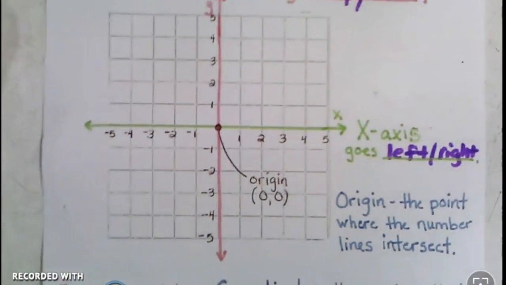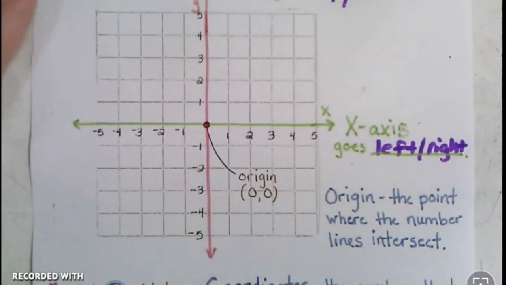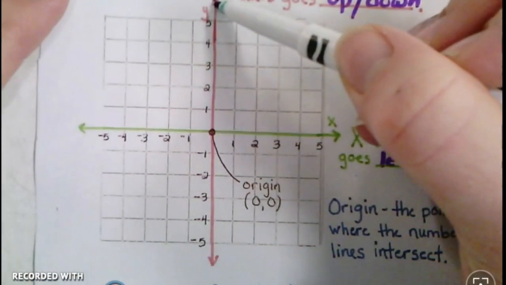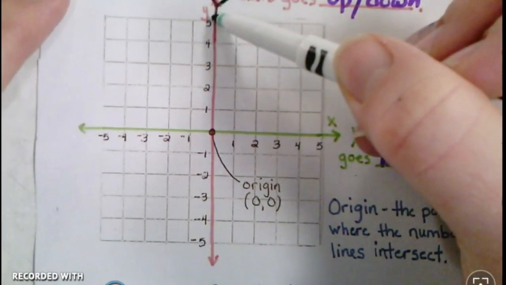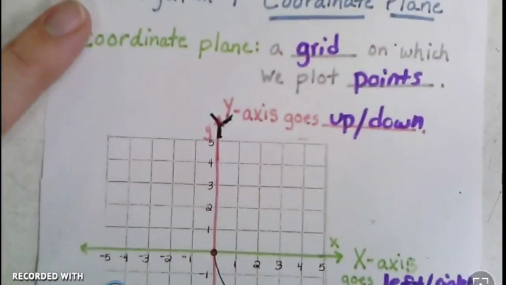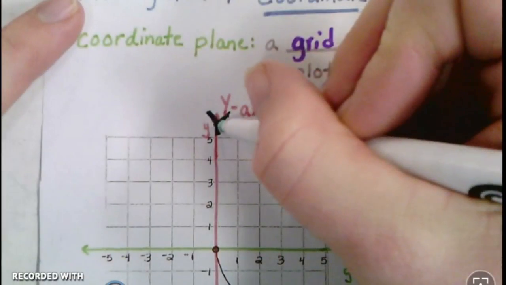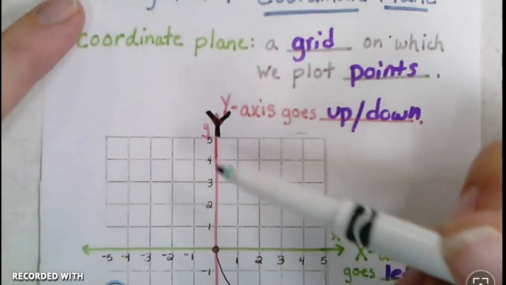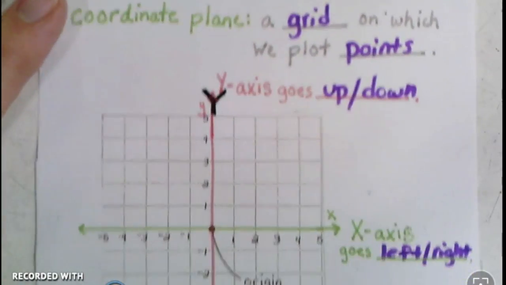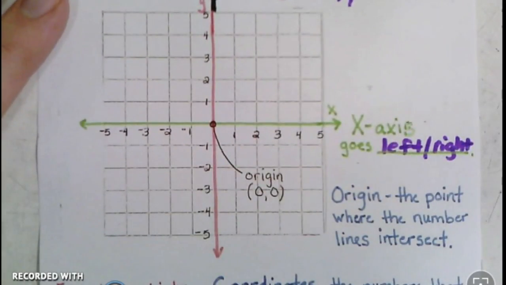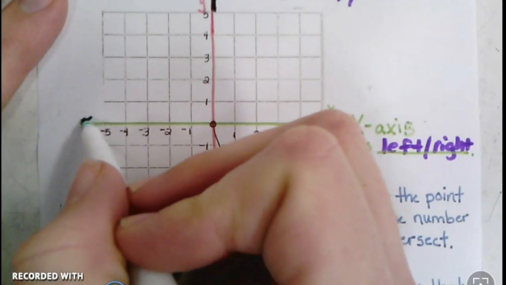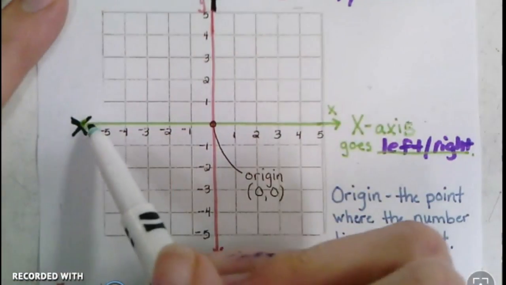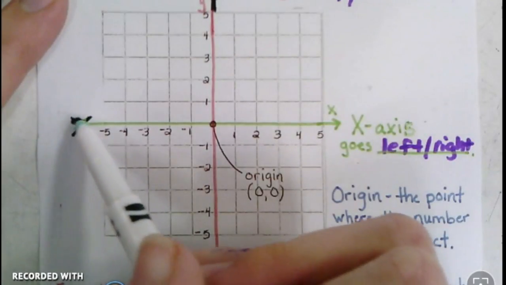Now, how can I remember that? I'm going to show you some tricks. For the y, I like to sometimes take this line and draw my y right up top like that. So my y-axis can actually just become a y by putting a little v up there. This is my y-axis that goes up and down. My x-axis is over here, and that arrow kind of becomes a part of my x.